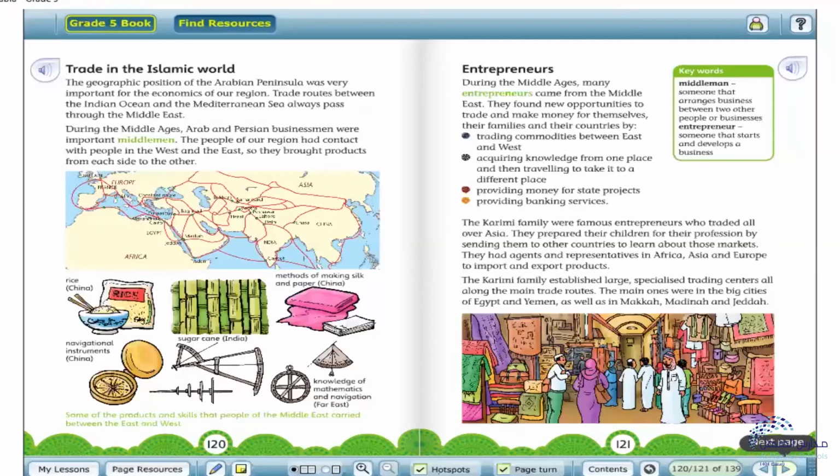While they were trading, look at the picture at the bottom. Rice in China, navigational instruments in China as well, sugar cane in India, okay? Methods of making silk and paper in China, knowledge of mathematics and navigation as far east. So they were sharing and communicating all kinds of things together. That's trade in the Islamic world.